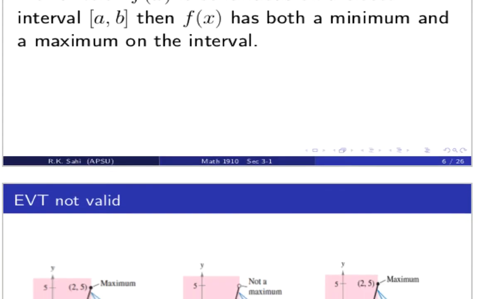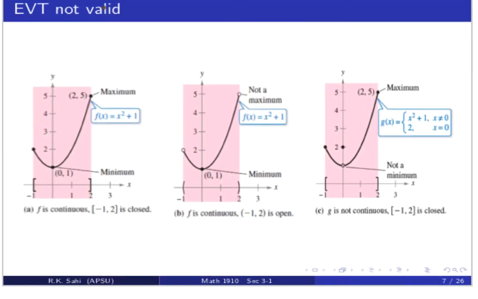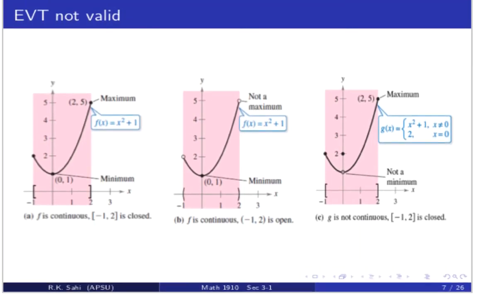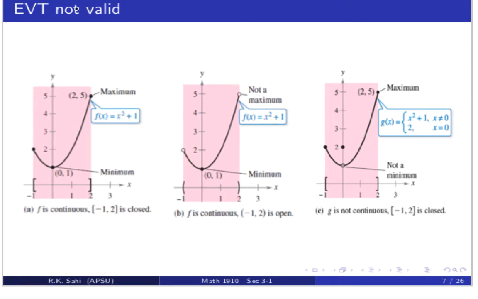So let's study this extreme value theorem from a graphical point of view. Okay, so let me remove this. This is the graphical study of the theorem. So now notice the second graph in the middle. According to the extreme value theorem, if the function is continuous on a closed interval, it's going to have a minimum and a maximum.